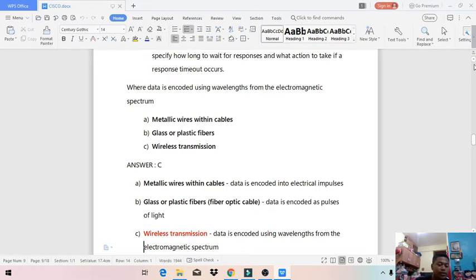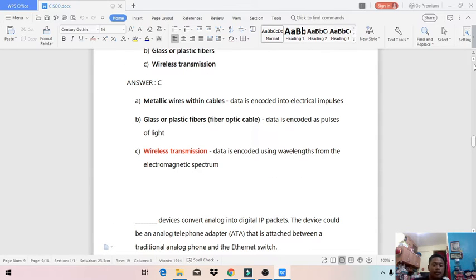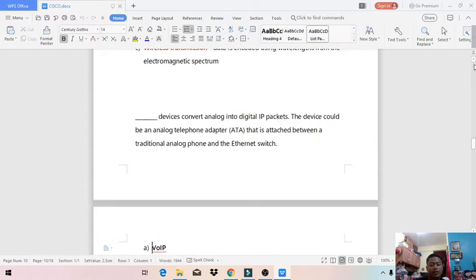Why? Because in metallic wires within cable, data is encoded into electrical impulses. In letter B, data is encoded as pulses of light. The correct answer is letter C, wireless transmission.